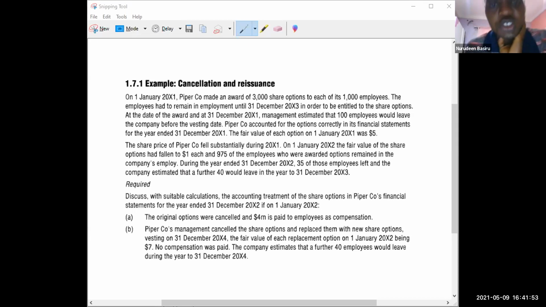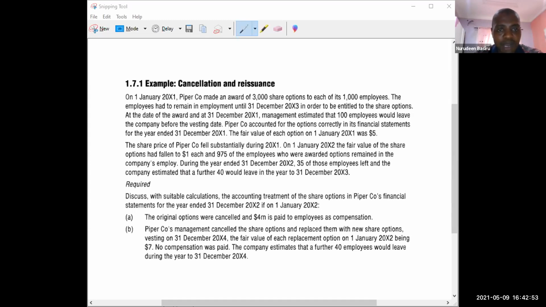171. Example, cancellation and reissuance. On 1st January 2021, Piper Co. made an award of 3,000 share options to each of its 1,000 employees. The employees had to remain in employment until 31st December 2023 in order to be entitled to the share options. At the date of the award and at 31st December 2021, management estimated that 100 employees would leave the company before the vesting date. Piper Co. accounted for the option correctly in its financial statements for the year ended 31st December 2021. The fair value of each option on 1st January 2021 was $5.